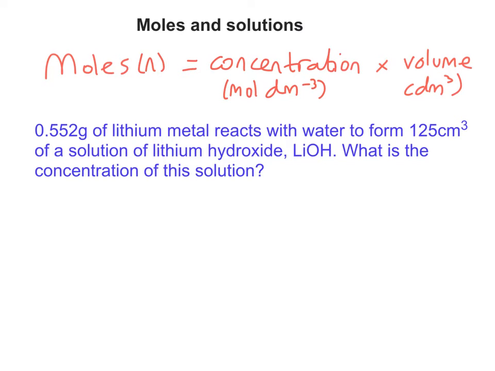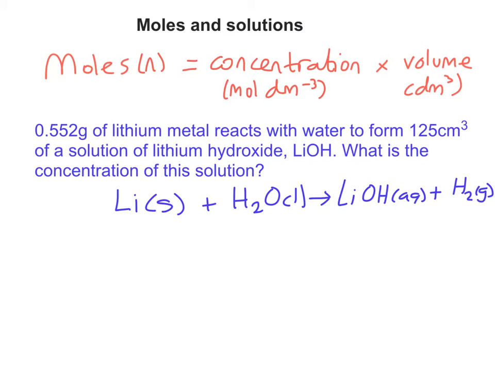0.552 grams of lithium metal reacts with water to form 125 centimeters cubed of a solution of lithium hydroxide, LiOH. What is the concentration of this solution? So the first thing to do is to write out an equation and then see if it balances. Now if you look at this closely, the hydrogens don't balance, do they? So you have 2 hydrogens on the left and 3 hydrogens on the right. So now you have your balanced equation.